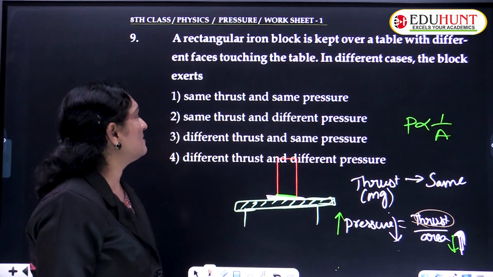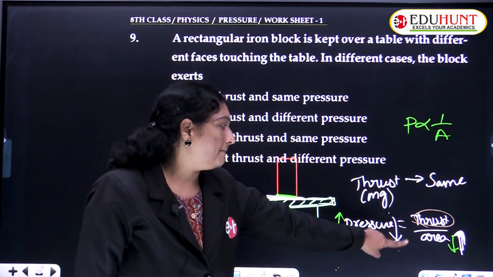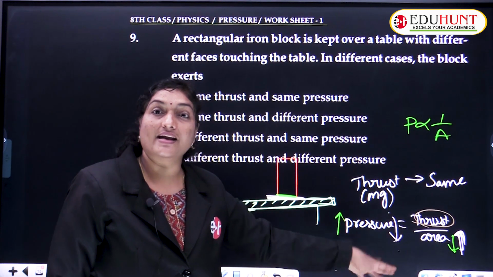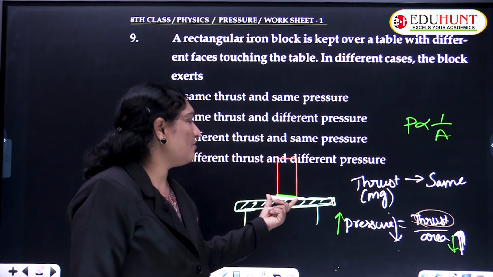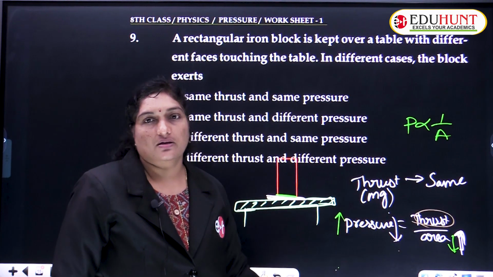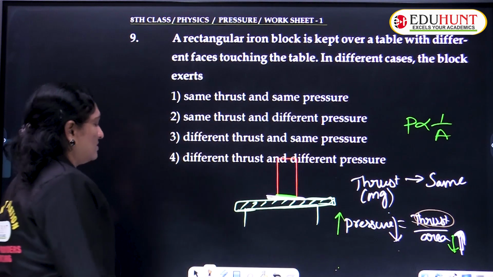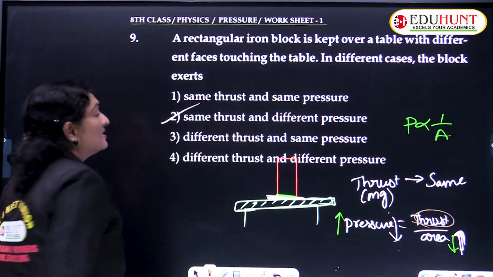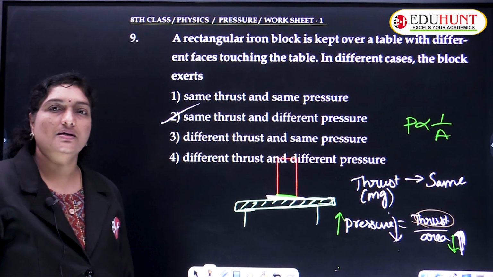In different cases, the block exerts the same thrust, but pressure will be changing. The area of contact changes, accordingly pressure also changes. So larger area of contact, less pressure. Lesser area of contact, large pressure. So different pressure. So the correct option is same thrust and different pressure. So the second option is true.